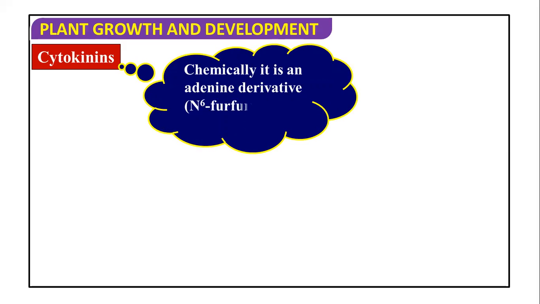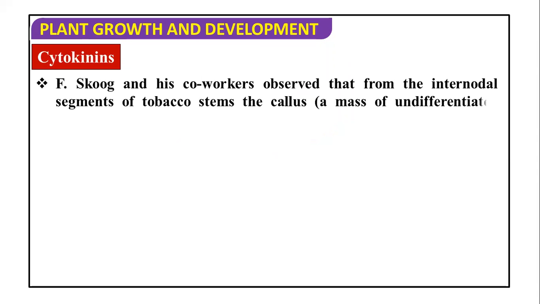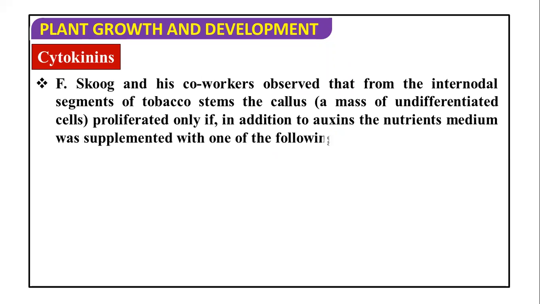Now, chemically it is an adenine derivative, means the precursor for the cytokinin is an adenine derivative, that is N6 furfuryl aminopurine, which is known as kinetin. Okay, so N6 furfuryl aminopurine is nothing but kinetin. F. Skoog is one of the important scientists in the discovery of this particular kinetin, or we can say cytokinins.